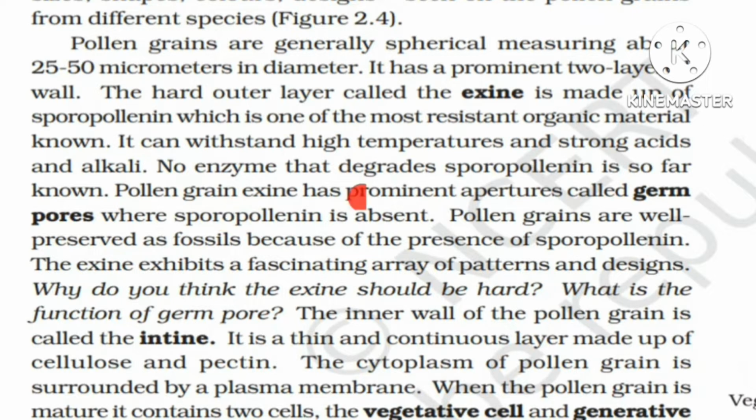Pollen grain exine has prominent apertures called germ pores where sporopollenin is absent. Pollen grains are well preserved as fossils because of the presence of sporopollenin. The exine exhibits a fascinating array of patterns and designs. The inner wall of the pollen grain is called the intine. It is a thin and continuous layer made up of cellulose and pectin.